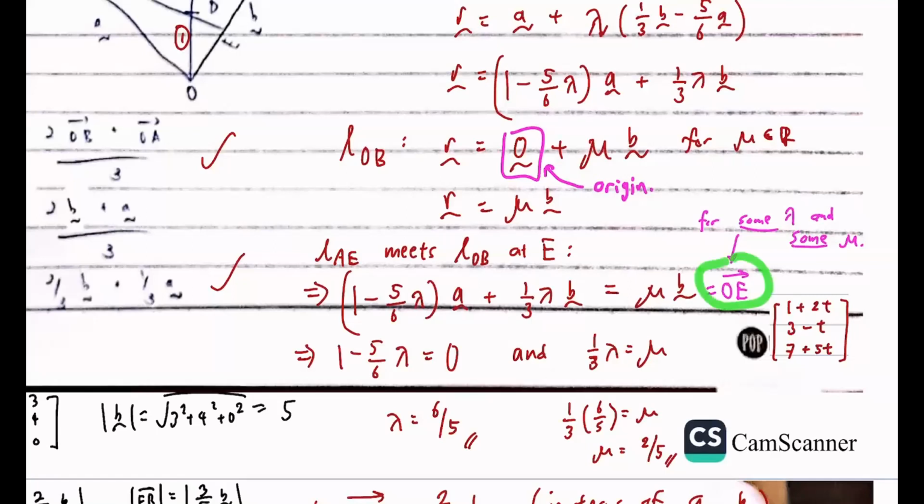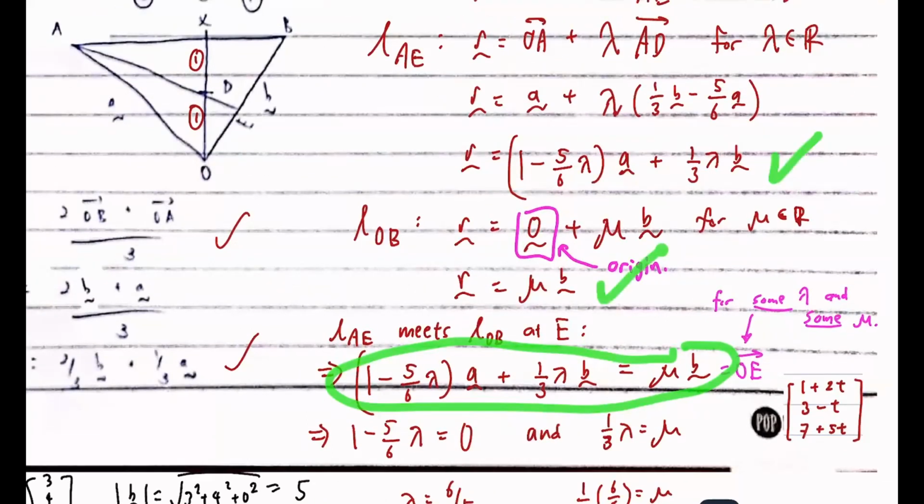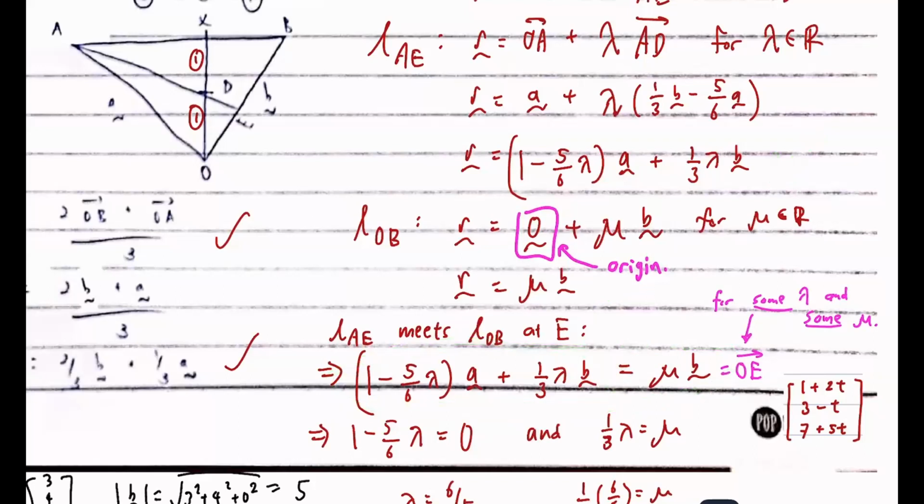Right? That's the point of intersection. But I think this is a bit extra. Never mind. You can write this down already. Very good already. Get the vector equation of the two lines, then equate them to solve for lambda and mu.